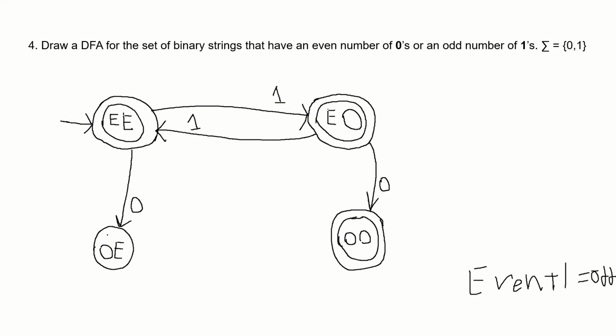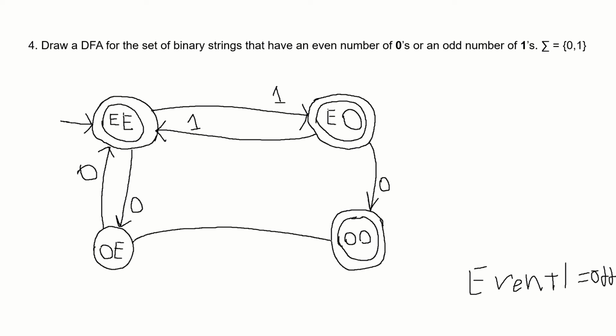Okay, now from odd 0, even 1, if we get 0, then the number of 0 will become even again, so we will go to even 0, even 1, because the number of 1 is not changed. But if we get 1, then the number of zeros will remain odd, but the number of 1 will become odd, because the number of 1 is currently even, and then we got a new 1.